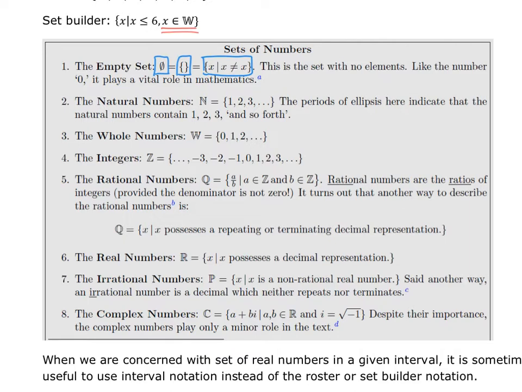The rational numbers, you'll see them as Q. They are the numbers that can be written as a decimal that repeats or ends, or can be written as a fraction. The irrational numbers are the numbers that are not actually, or they're P.